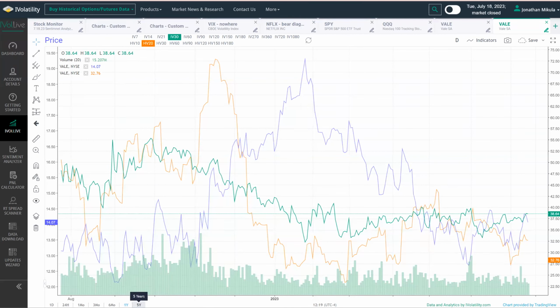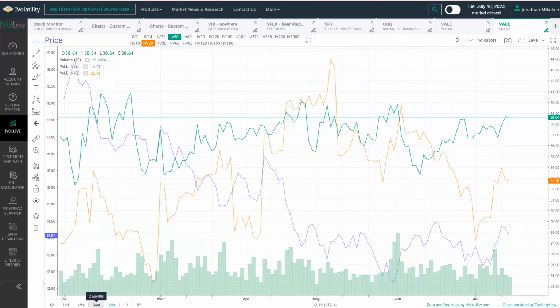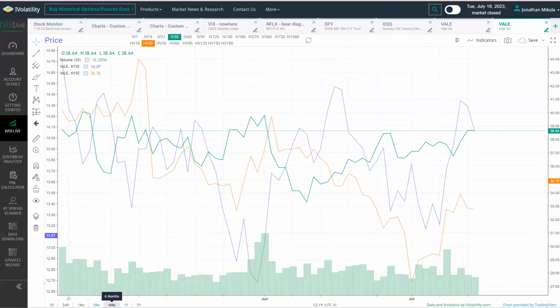It's great to get the bird's-eye view from 5 years, but at 1 year and lower, you can get a bit more granular. So that's 1 year, here's 6 months. For short-term and intermediate-term traders, the most popular view is this 3-month, and that's typically where I fall. And you can see, look at that. Price here is now kissing implied volatility.